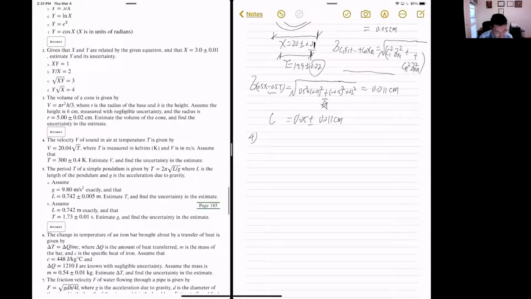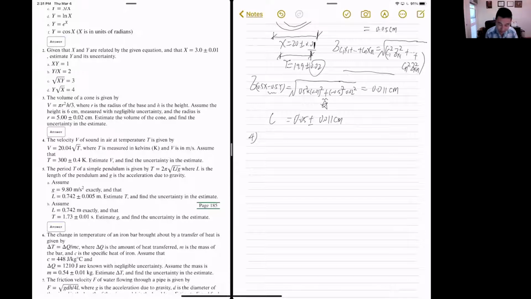So the velocity of sound in air at temperature T is given by this equation. V is the velocity, T is the measurement of temperature in Kelvin, and V is in the unit of meter per second, m/s. Assume T has a value of 300 plus minus 0.4 degree. So the uncertainty for temperature is 0.4. And it's asking us to estimate V and find the uncertainty for that estimate.